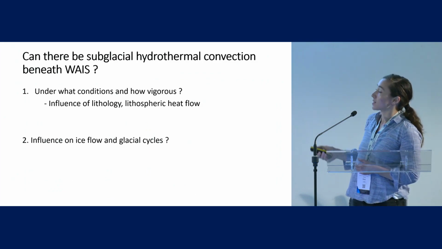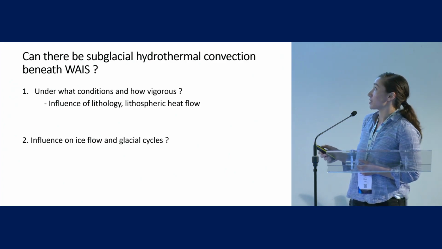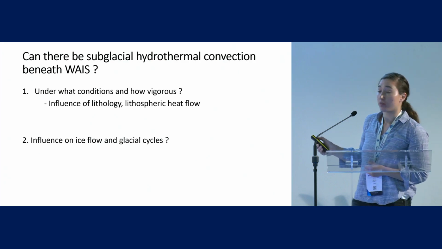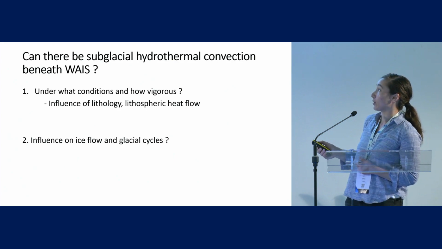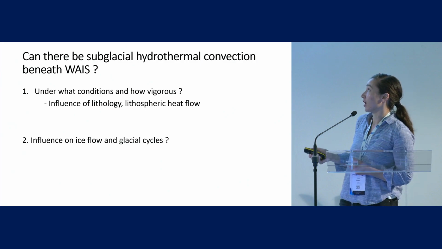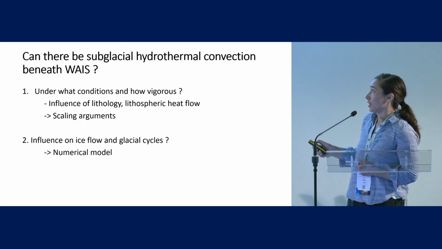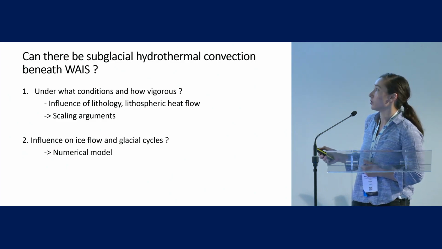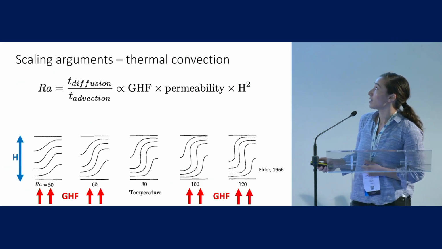If we pose the question of whether we may get subglacial hydrothermal convection beneath WAIS, then we might ask, first, under what conditions and how vigorous would this convection be? What is the influence of lithology and what is the influence of background heat flow? And then we might also ask what would be the influence of this convection on ice flow and glacial cycles. To answer the first one, I'll use some scaling arguments in this talk, and for the second one, I'll show some numerical modeling. So, starting with the scaling arguments.